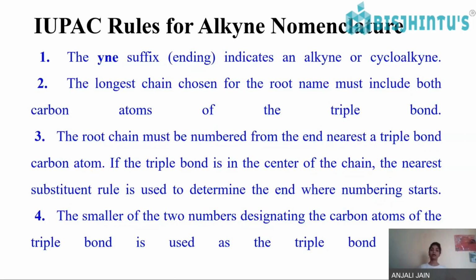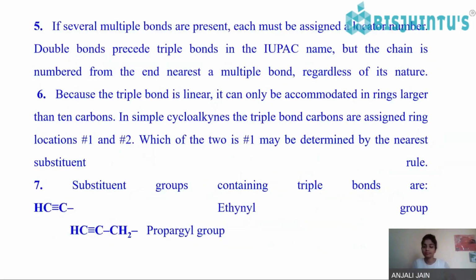The root chain must be numbered from the end nearest the triple bond carbon atom. If the triple bond is in the center of the chain, the nearest substituent rule is used to determine the end where numbering starts. Like in the case of alkenes, where we gave priority to the double bond, the same is the case with the triple bond carbon atoms. The smaller of the two numbers designating the carbon atoms of the triple bond is used as the triple bond locator and should be given the priority.